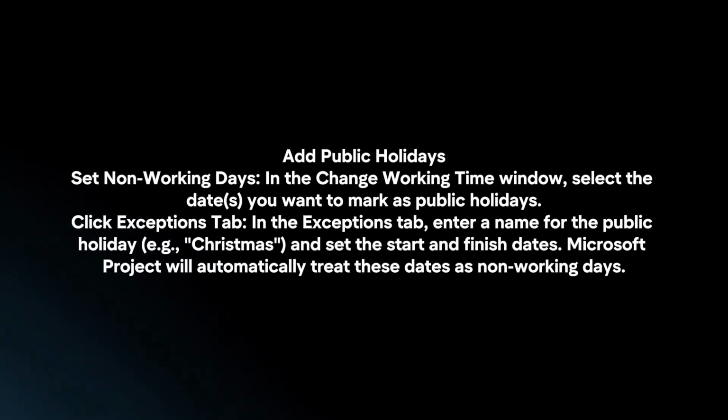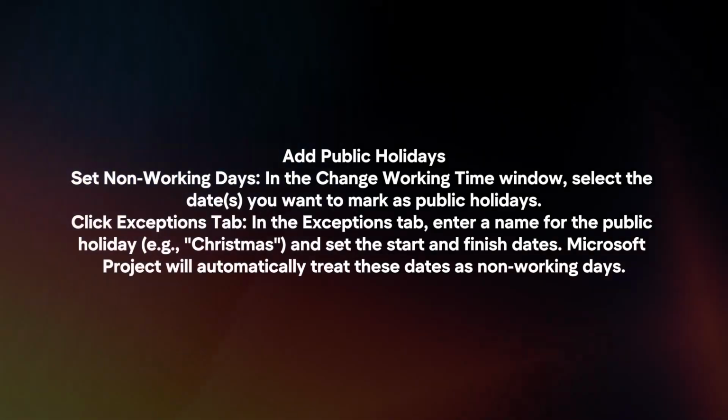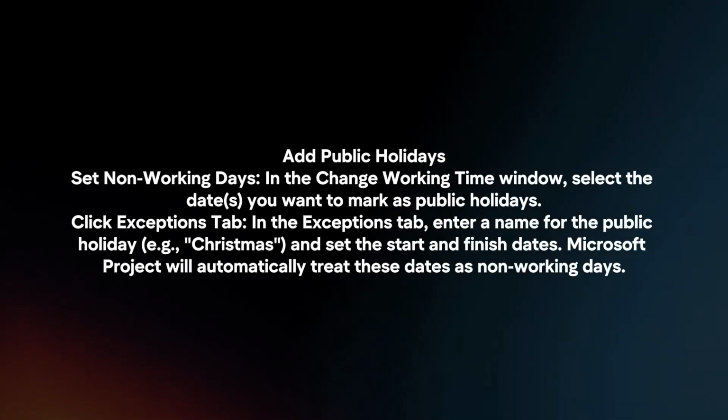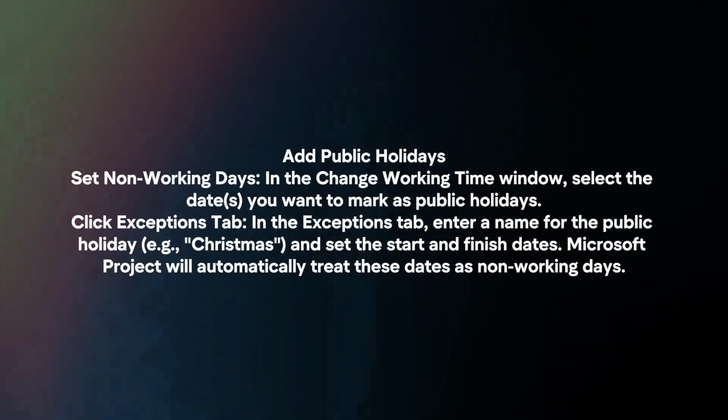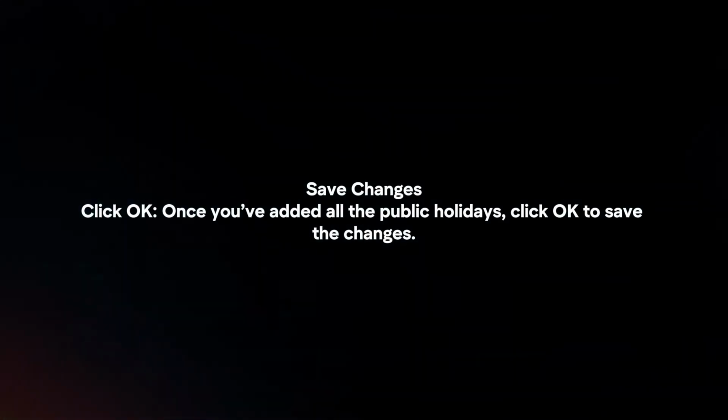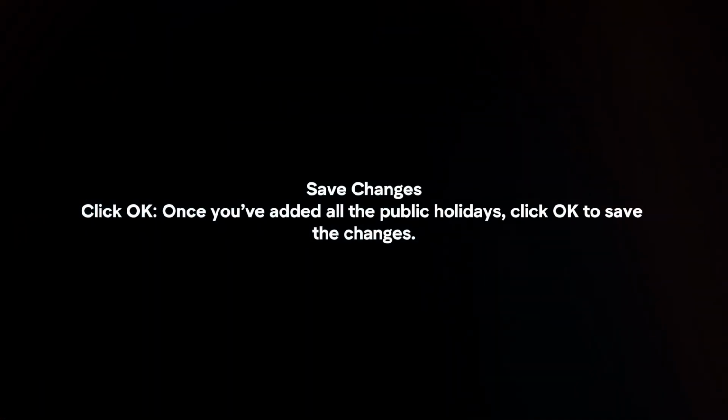Click the Exceptions tab. In the Exceptions tab, enter a name for the public holiday and set the start and finish dates. Microsoft Project will automatically treat these dates as non-working days. Save changes. Click OK. Once you've added all the public holidays, click OK to save the changes.